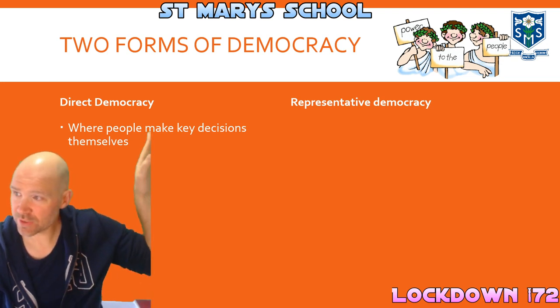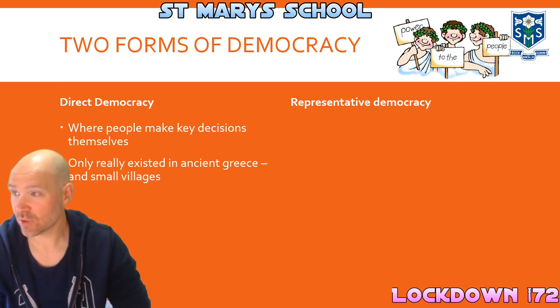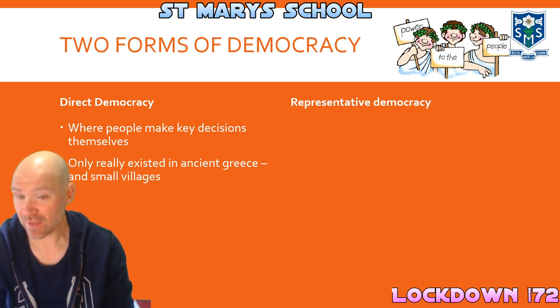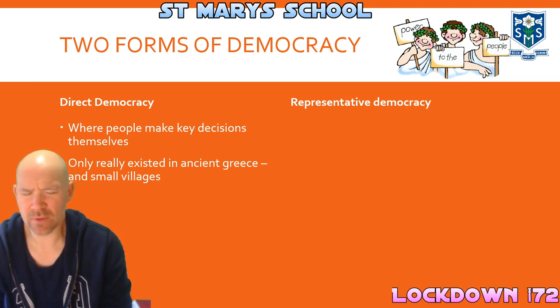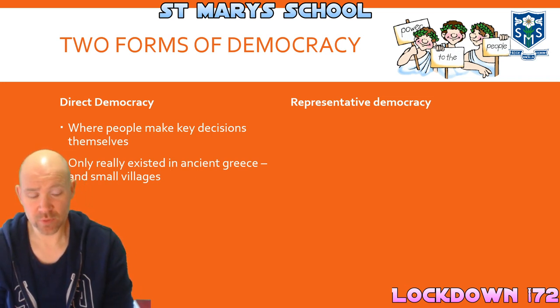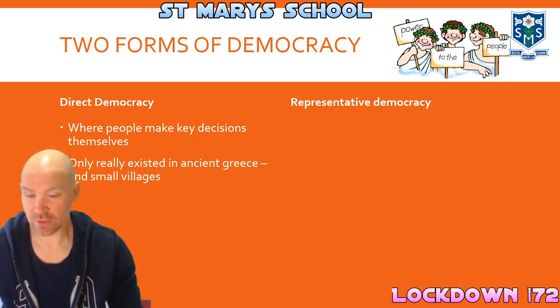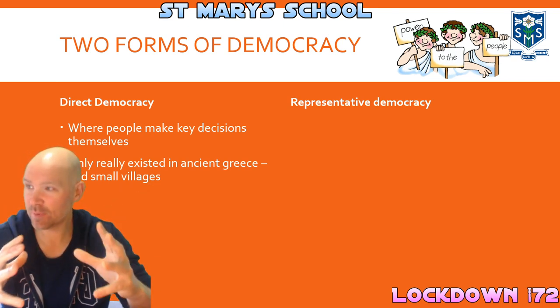And the reason why I've got a picture of some ancient Greeks over the top right hand side is that direct democracies have existed, but only really in ancient Greek civilizations and in small villages. If you think about how it would work with a country of millions and millions of people making decisions together, you can see logistically it's a problem. And so it's only really worked in very small villages or communities where you can have some sort of council where most people can meet together.